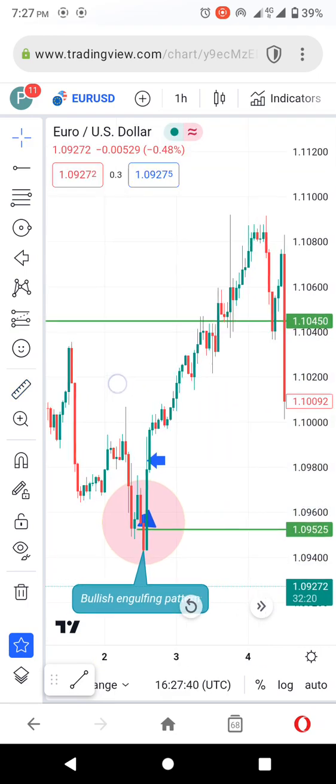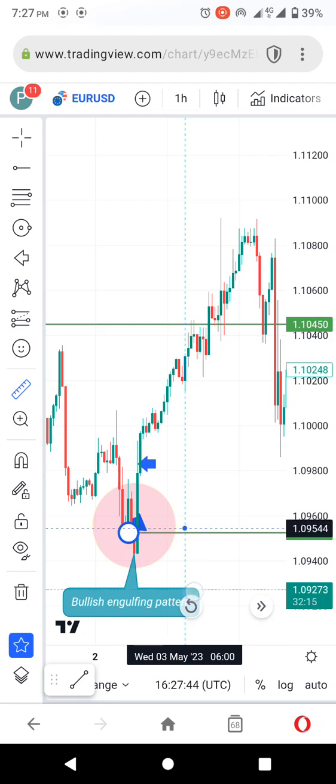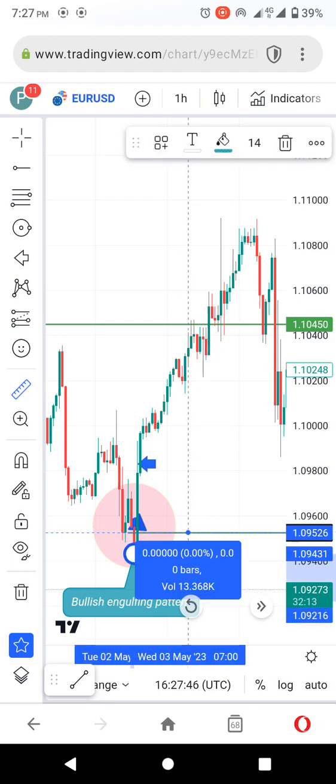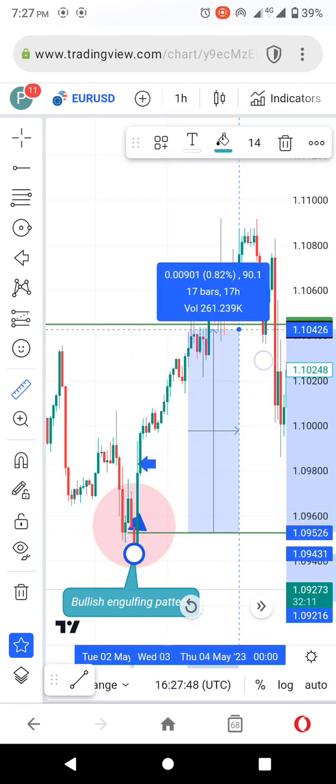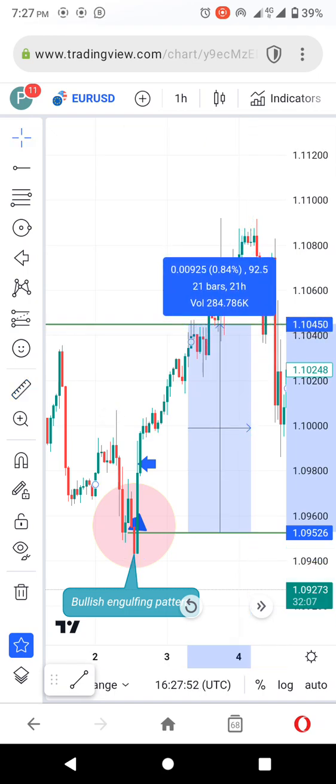Well, you can see. Okay, let me see. Let me produce it properly so that you can see. Yes, that is 92.5 pips.